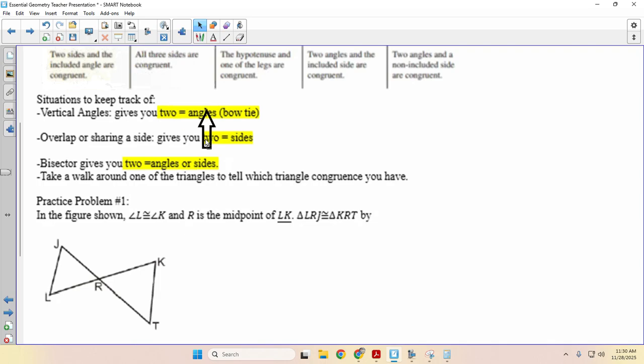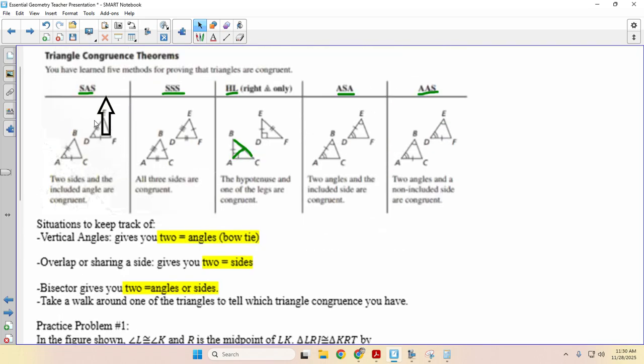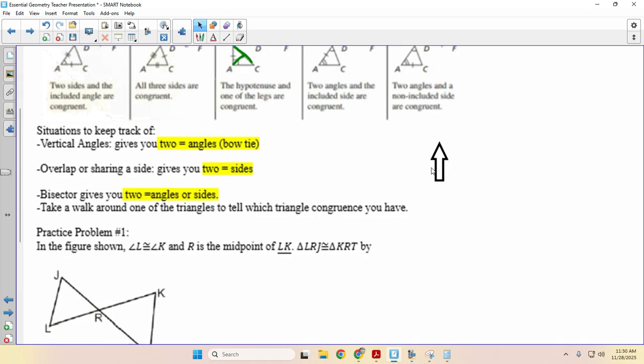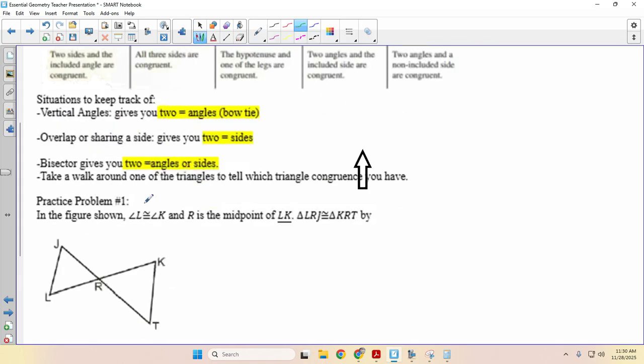This is what I meant by a bow tie. It says angle L is congruent to angle K, and R is the midpoint of LK. Triangle LRJ is congruent to triangle KRT by what? So step number one is, let's go ahead and mark all this stuff on our triangle so that we can determine which of these scenarios the problem is presenting. So we're going to mark angle L, and we mark our angles with a little rainbow. It's congruent to angle K, so those two match.